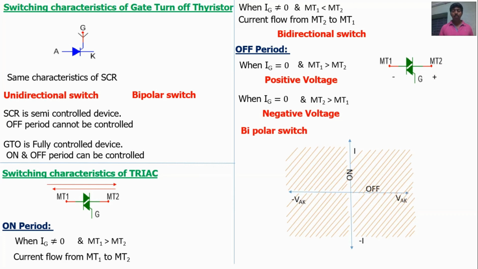So the switching characteristics of a TRIAC is all quadrant, because forward, reverse possible, positive voltage possible, negative voltage possible, all are possible. So first, second, third, fourth quadrant. This is VI characteristics of TRIAC.